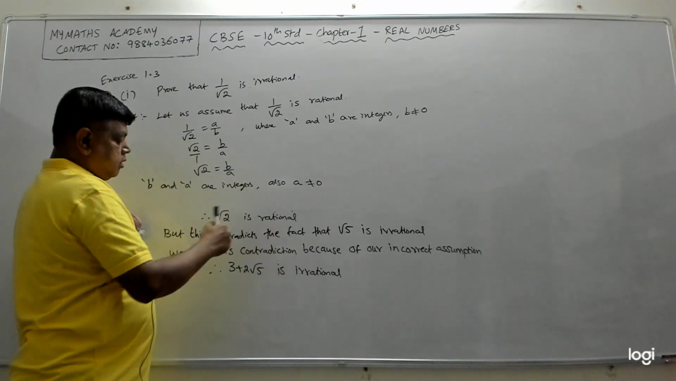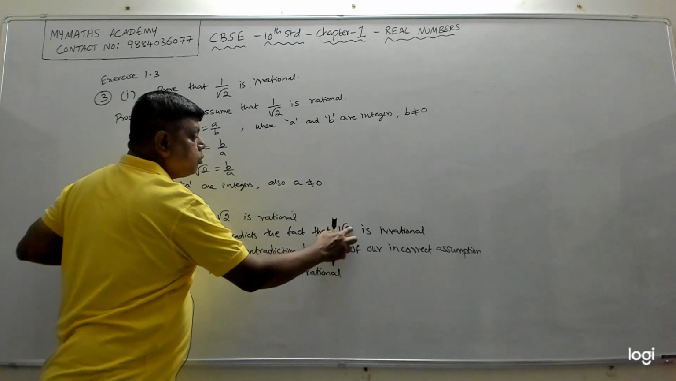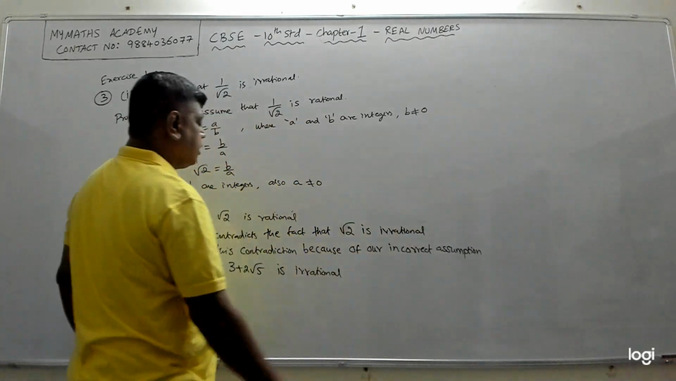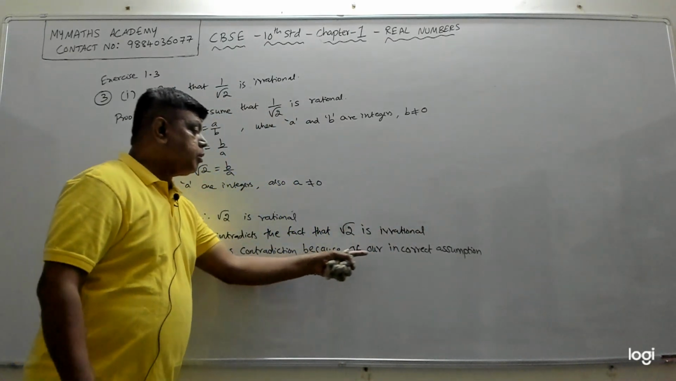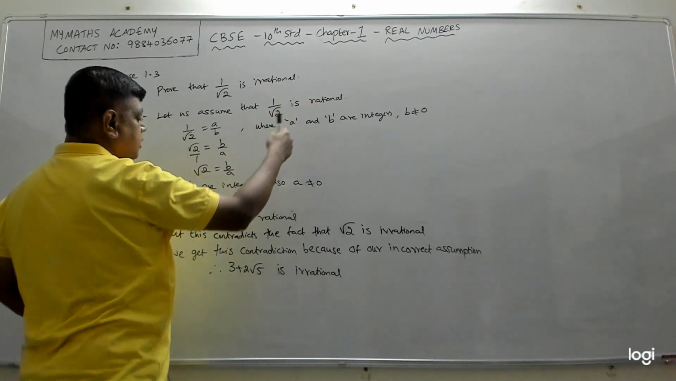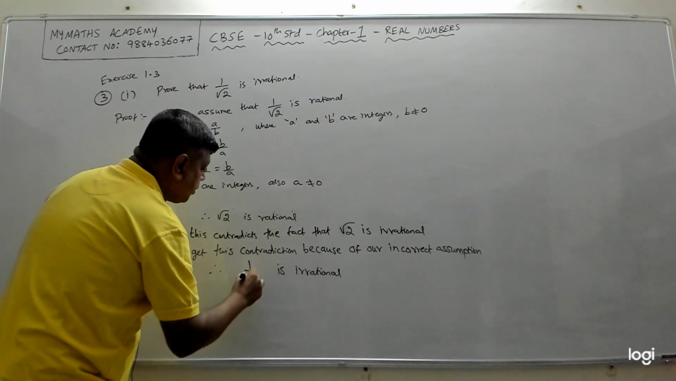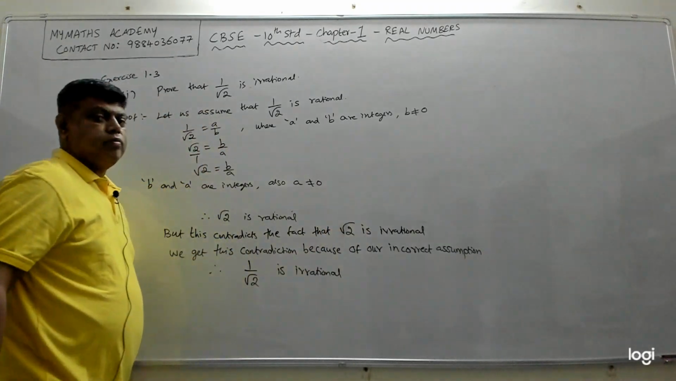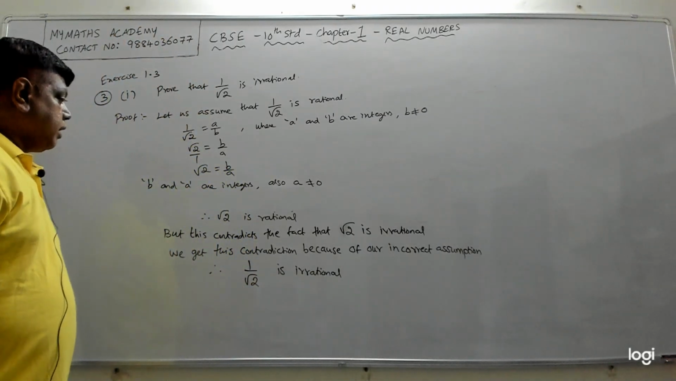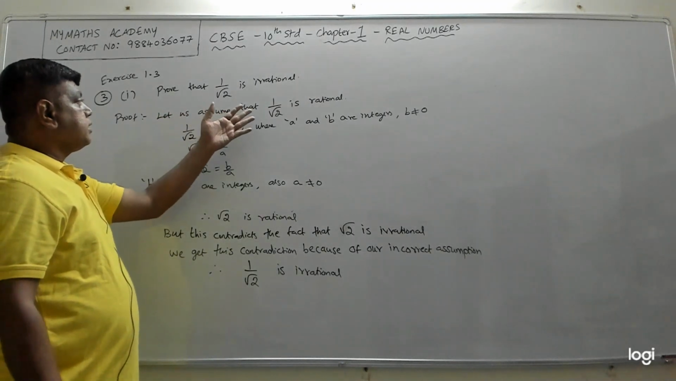This means root 2 is rational. But this contradicts the fact that root 2 is irrational. We get this contradiction because of our incorrect assumption. What is our incorrect assumption? That 1 by root 2 is rational. Therefore, we have to say 1 by root 2 is irrational. Clear? So this is how we prove that 1 by root 2 is an irrational number.